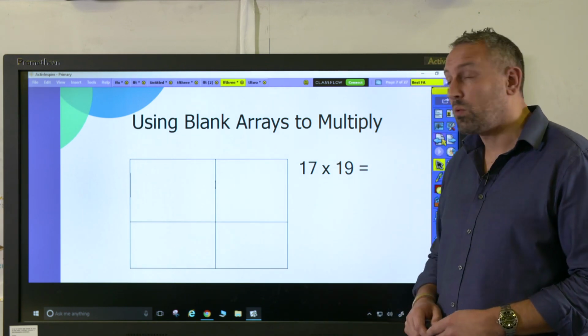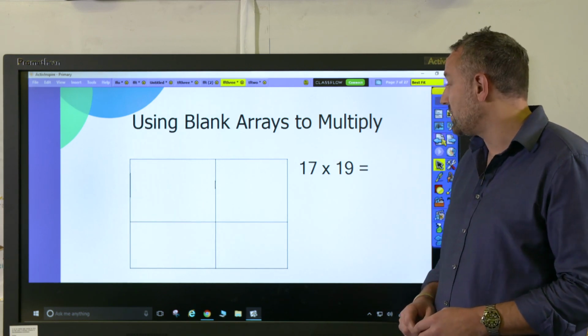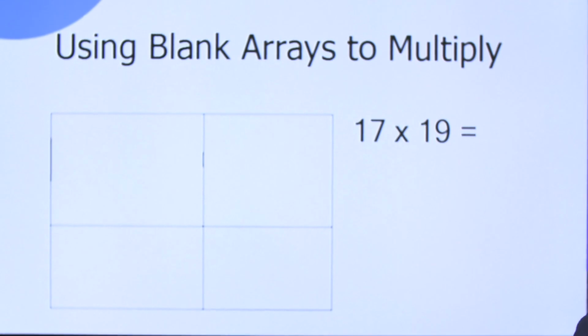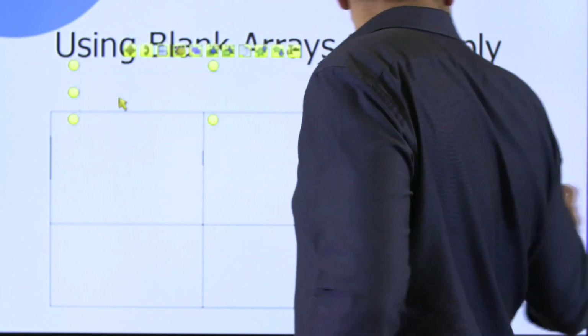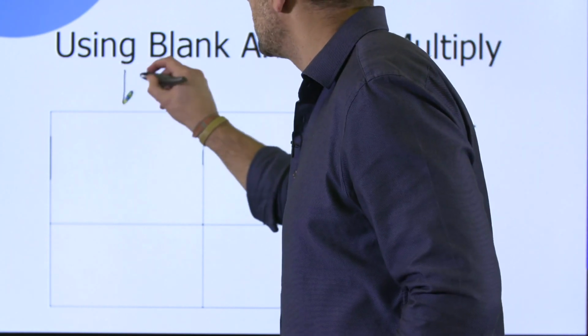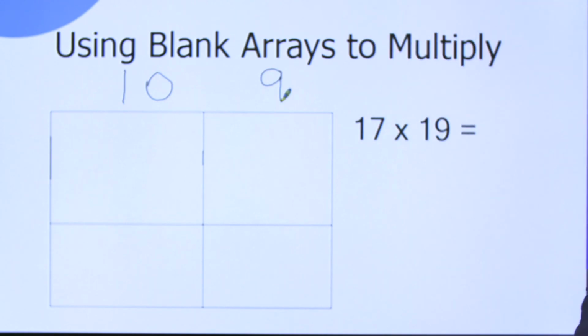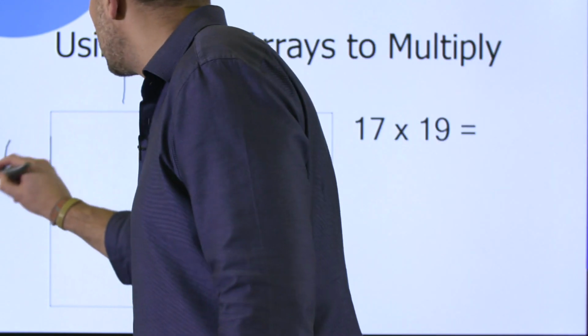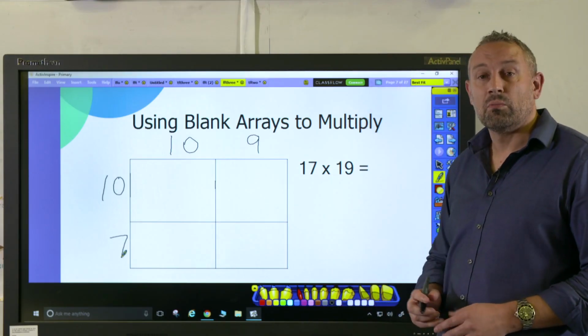So here's our question. We have 17 multiplied by 19. Now we need to partition the numbers 17 and 19 into tens and ones. So here we have 10 and 9, and here we have 10 and 7. And now we need to start multiplying them.